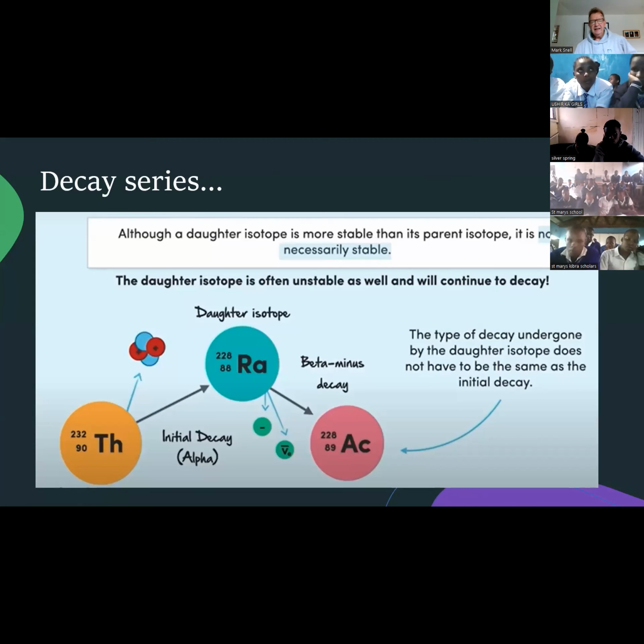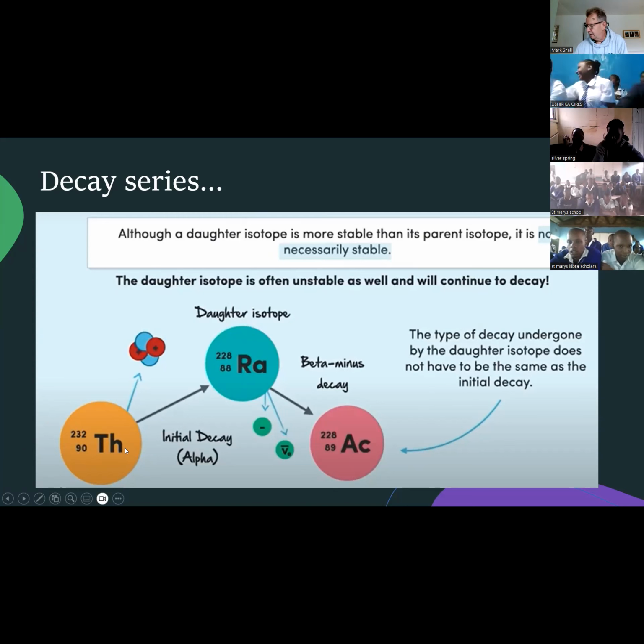Now, in a decay series, we call the first atom the parent isotope. And the parent isotope decays into daughter isotopes. Sometimes they are stable and sometimes they are not. So let's just have a little bit of a look at this one, because this is a good example of the sort of thing that happens.